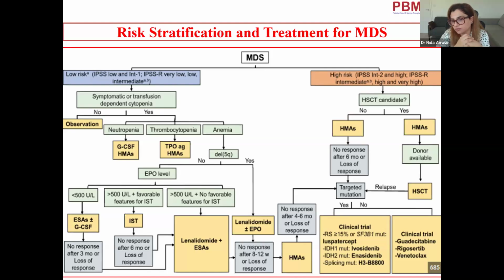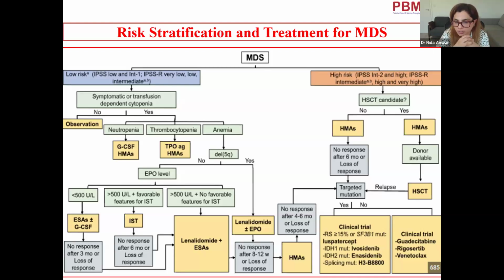In hypomethylating agents, we have 3 agents: azacitidine, decitabine, and oral decitabine-cedazuridine. In addition, targeted mutation testing is very important. If the patient has any targeted mutation, we now have targeted agents like ivosidenib and enasidenib that can be given. And then we have the options of clinical trials. It's always important to offer the patient a clinical trial, whether high risk or low risk, wherever it's available. Then we have newer agents like guadecitabine, rigosertib, and venetoclax. However, it's just a recommendation.